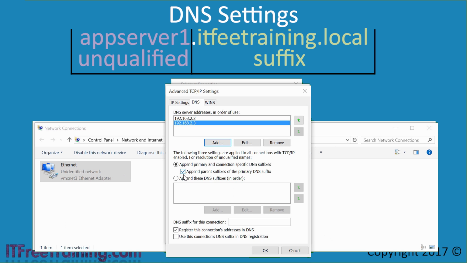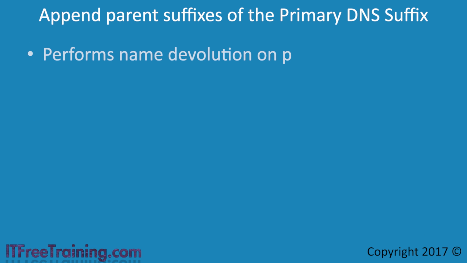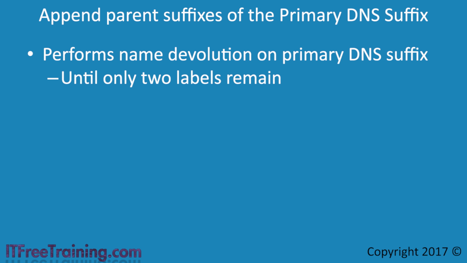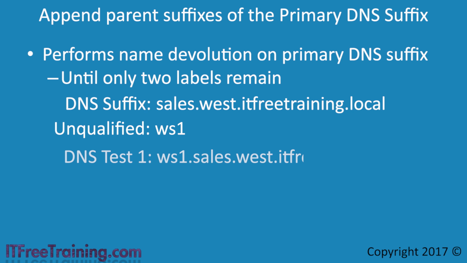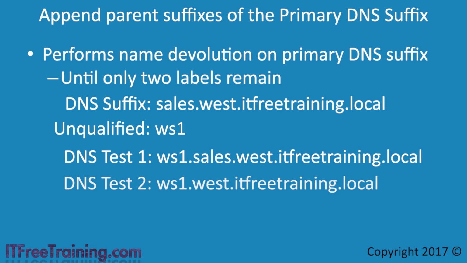So let's look at an example where it would do something. When this tick box is ticked, name devolution is performed on the primary DNS suffix until only 2 labels remain. So, what does this mean? If in the following example this DNS suffix was configured, when an unqualified DNS name is attempted to be resolved, the following will happen. First, the complete DNS suffix is added to the DNS name and tested. The next step is to remove the leftmost label and test again. So in this example, the sales label is removed and the test performed again using the remaining suffix.